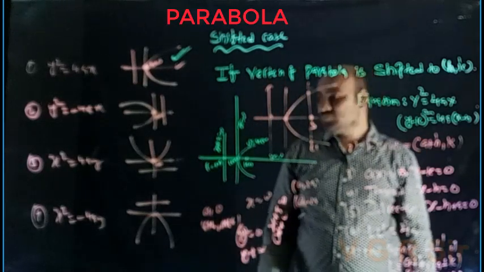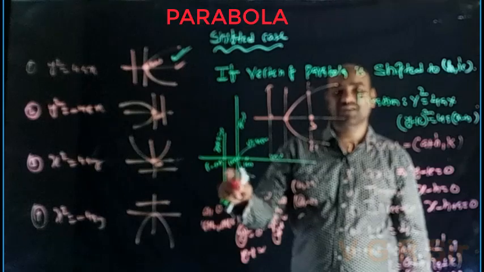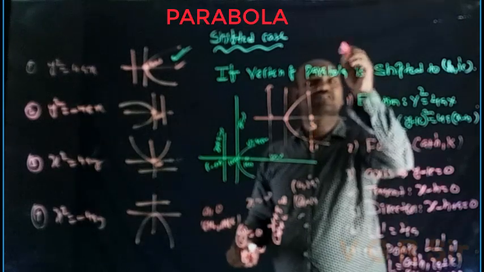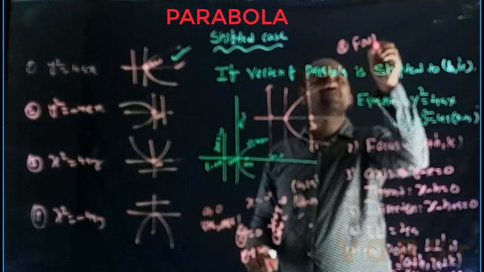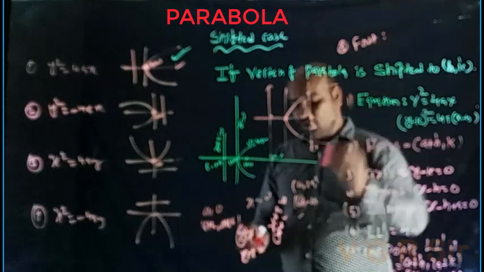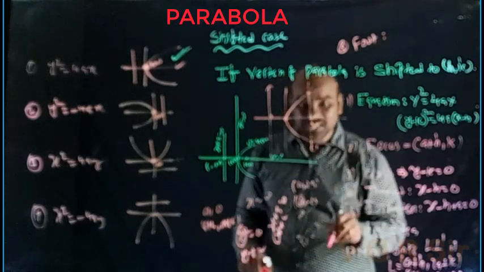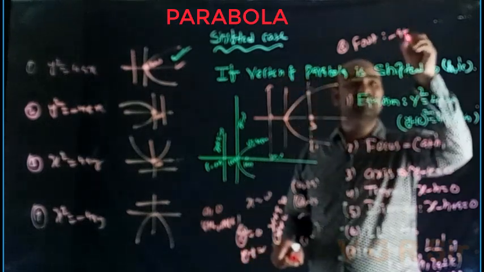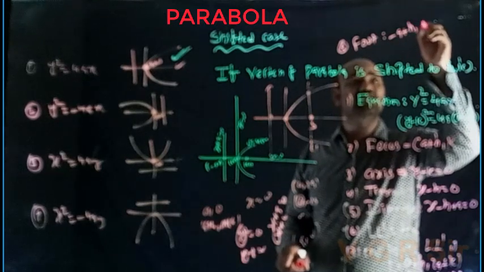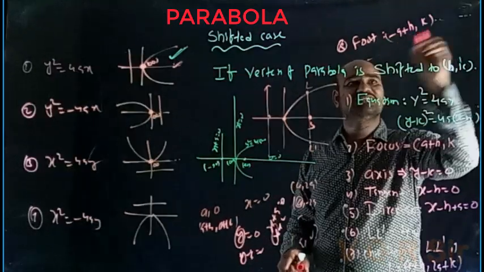Okay. Sometimes you need to find the foot. That is also a point only. I will write here, eighth, foot. Foot means the foot of the directrix. Actually the older one is minus a comma 0. That is a point. That's why I can say minus a plus h comma 0 plus k. This is the foot.